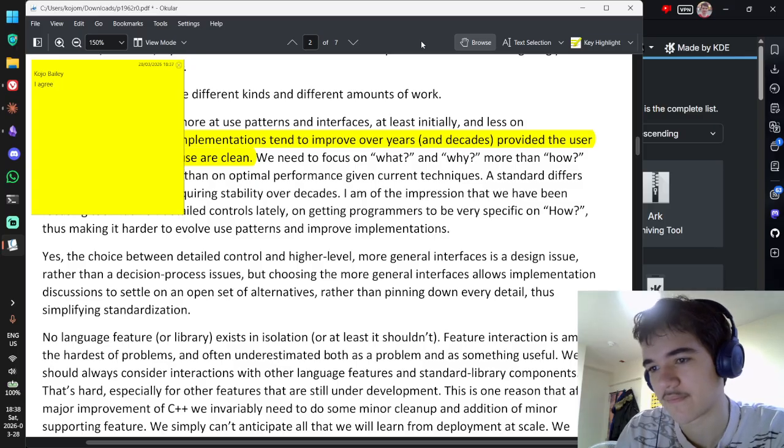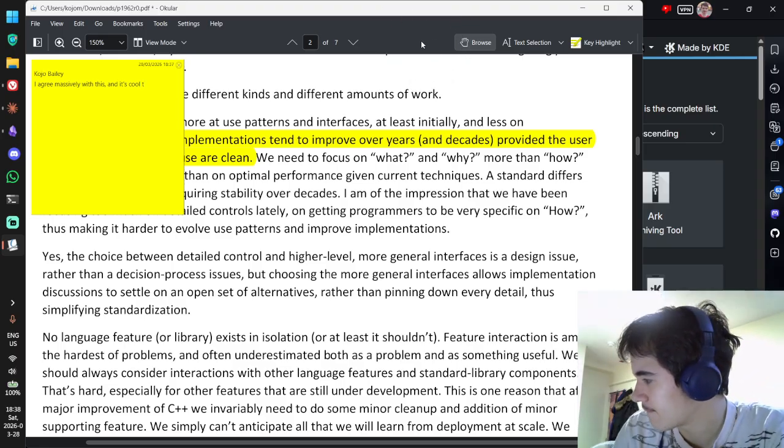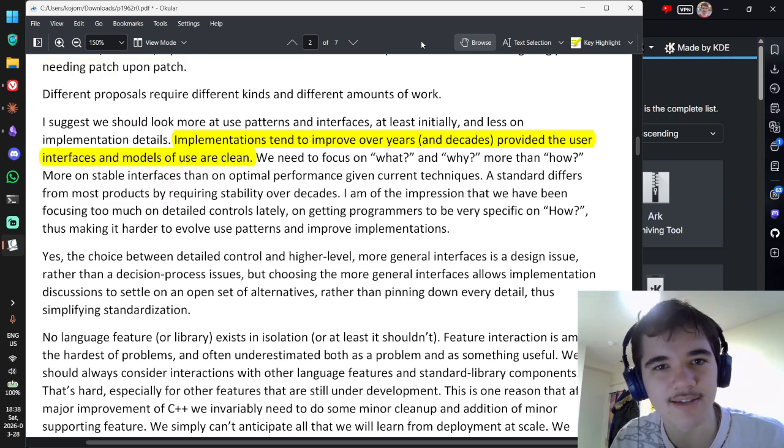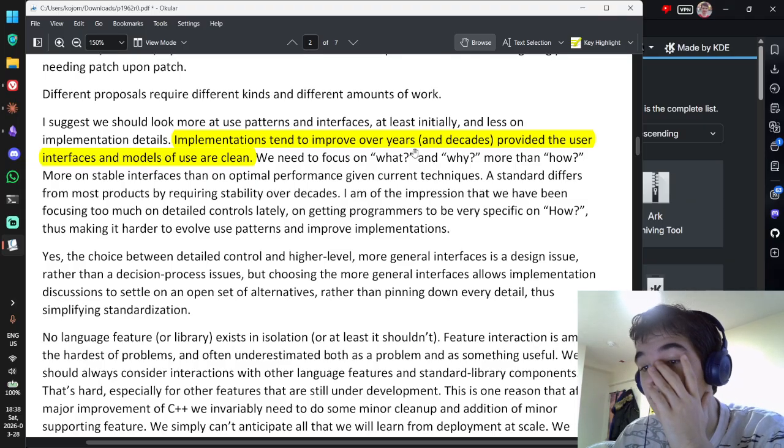I agree massively with this, and it's cool. What's the word? It's reassuring to see Bjarne agree. Like Bjarne's based because he agrees with me. You know what I'm saying? We need to focus on what and why, what and how, more on stable interfaces than on optimal performance.